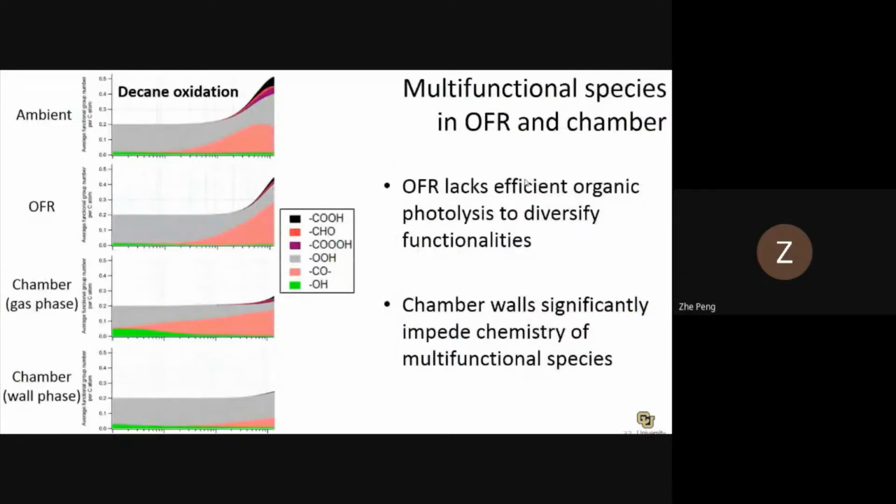Now we can understand the difference in the composition of multifunctional species in the ambient and chamber and OFR cases. OFR lacks efficient organic photolysis to diversify functionalities at high ages, and chamber walls significantly impede the chemistry of multifunctional species because most of them are adsorbed to the wall.